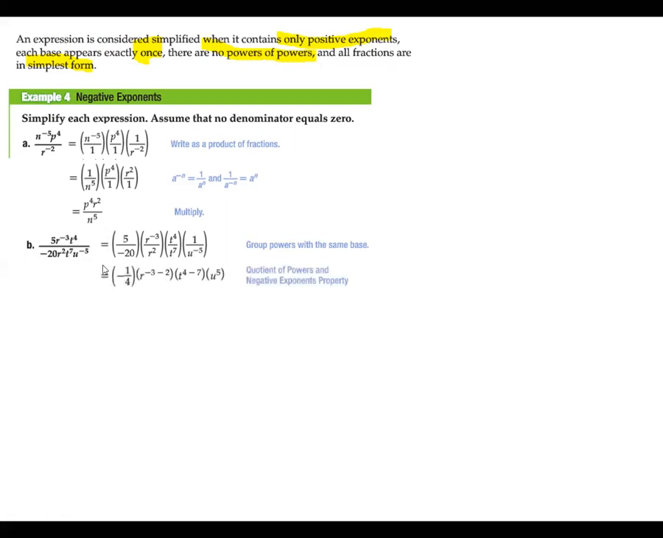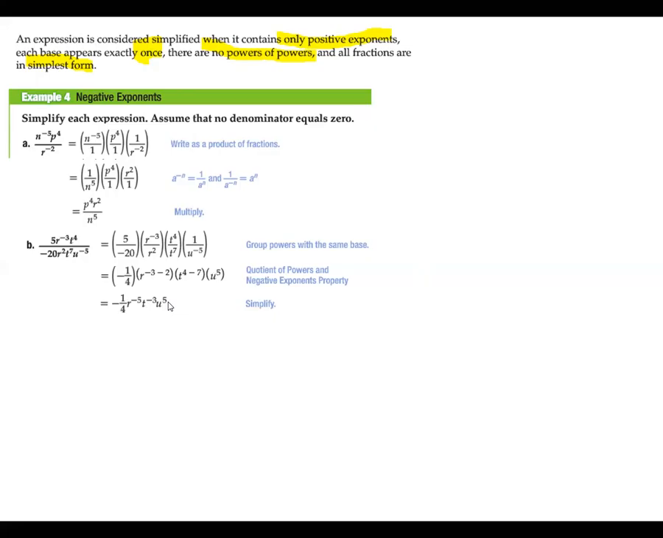Now, this negative is not on an exponent. It's on the 20, which is not an exponent. So you wouldn't flip the fraction and make it positive. Don't do that. I've seen students do that. That's wrong. Use the quotient of powers property here. Negative 3 minus 2. That's what I got here. 4 minus 7. That's what I got here. And then I can just flip this one over since there's no u's to combine and make the exponent positive. So u to the fifth. So you'd have negative 1/4 r to the negative 5 t to the negative 3 u to the fifth.